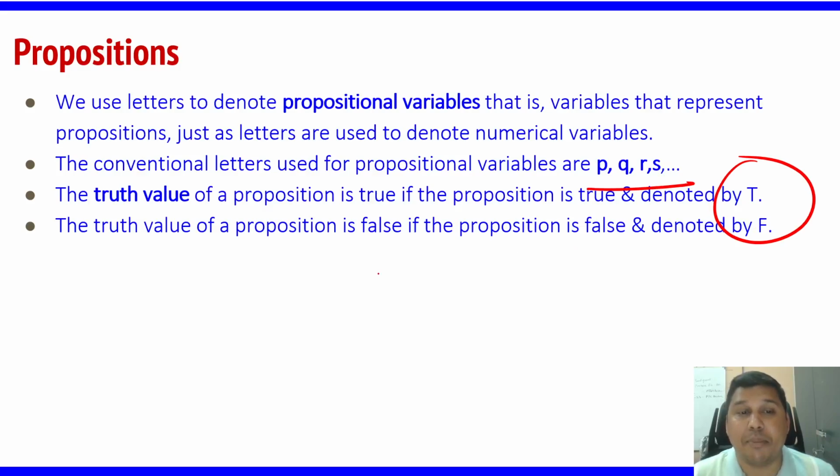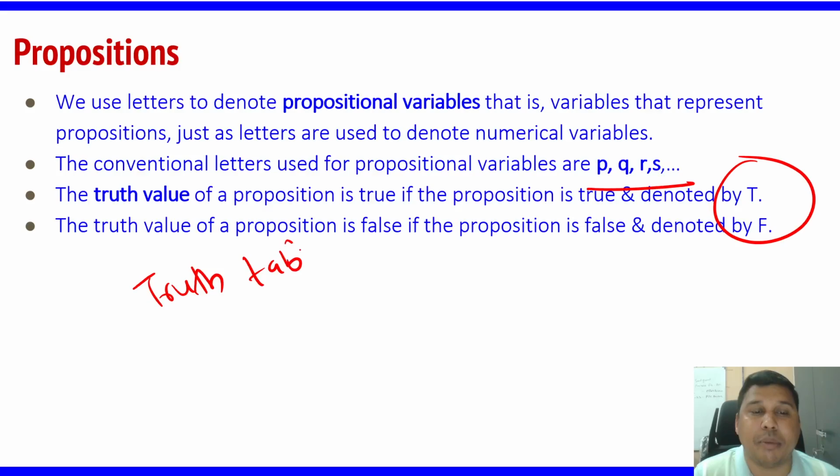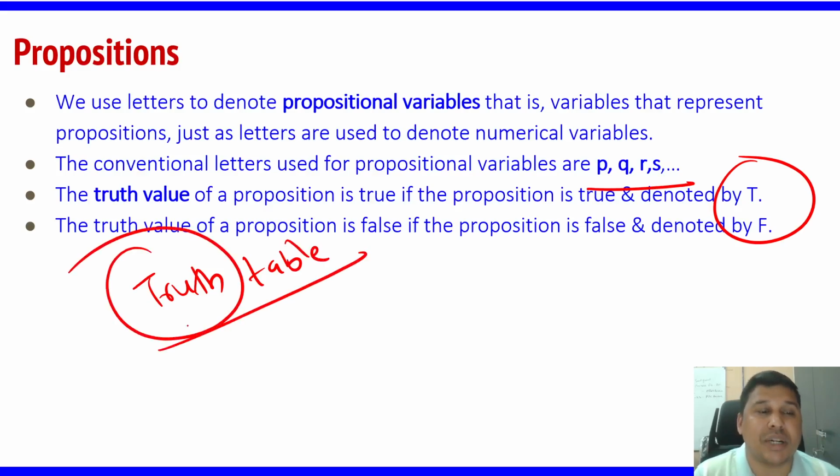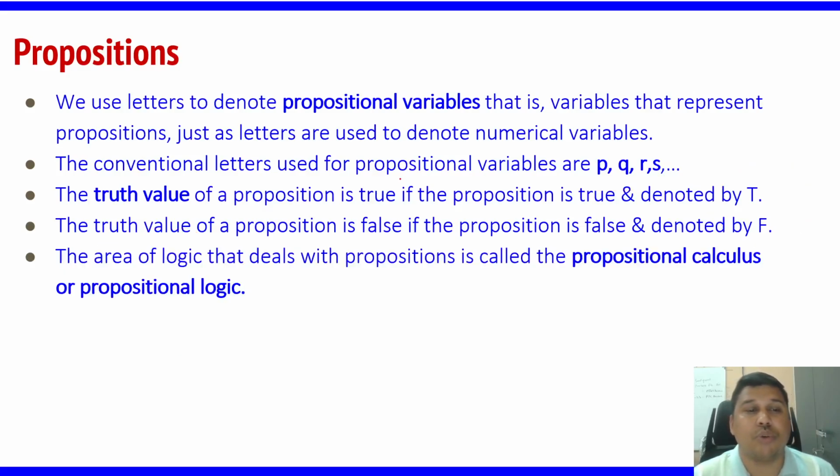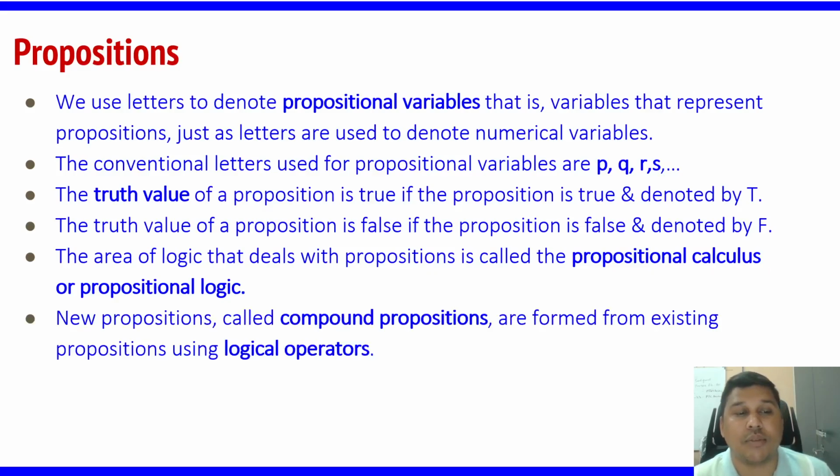And the table which contains these true or false values is called a truth table. Always it is called a truth table. Though the name is truth, it contains both true and false values. But those tables are called truth tables. So the area of logic that deals with propositions is called propositional calculus or propositional logic.